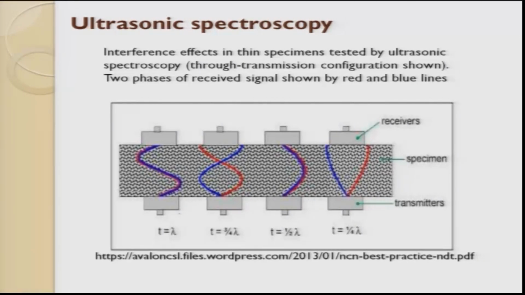You can also have ultrasonic spectroscopy for the interference effect in thin specimens, tested in the through transmission configuration which we studied. Two phases of signals are received, shown by the red and blue lines. You can see the transmission can be something like this: T equal to lambda, T equal to 3/4 lambda, T equal to half lambda, T equal to quarter lambda. You see how the pitch and catch signal goes. So, for a thin specimen, this ultrasonic spectroscopy analysis is used to find out the results.